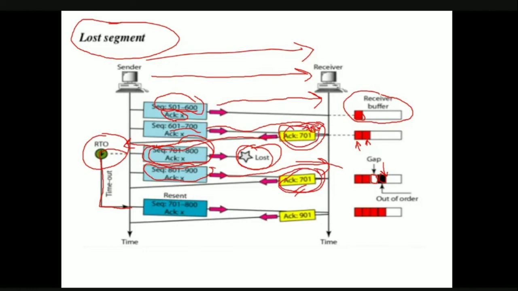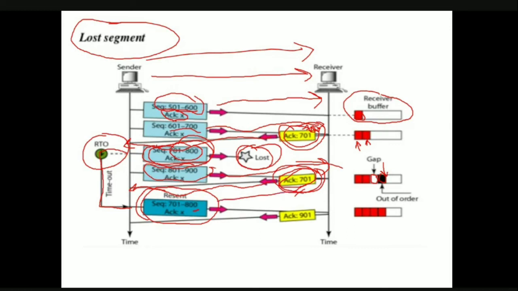See, like this only. Because it did not get 701 to 800, until and unless it gets 701 to 800, it will always send the acknowledgement for 701. Now, within the timer, it got the acknowledgement for 701. The sender is again going to resend the information, that is 701 to 800. The sender thinks that the receiver did not get this information because some corrupted or lost information happened in the network. It is again resending the information.